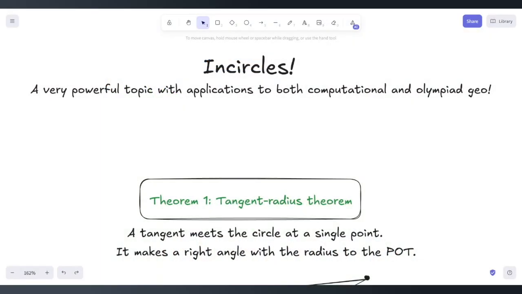Hello, my name is Ava, and I'm going to be talking about some really powerful concepts that are pretty important for both computational and Olympiad geometry. Incircles. Before we define what exactly an incircle is, let's prove some theorems.